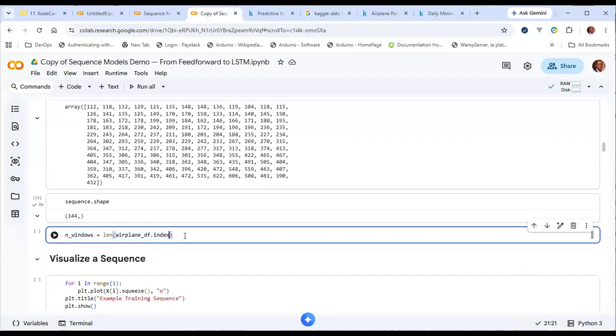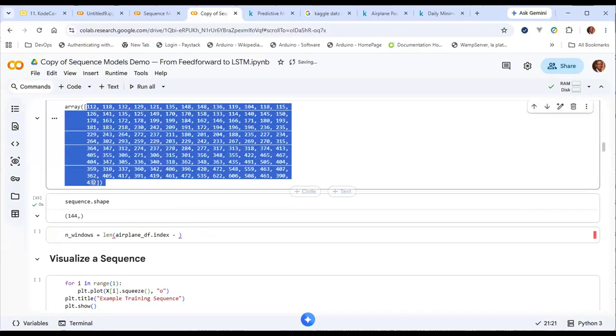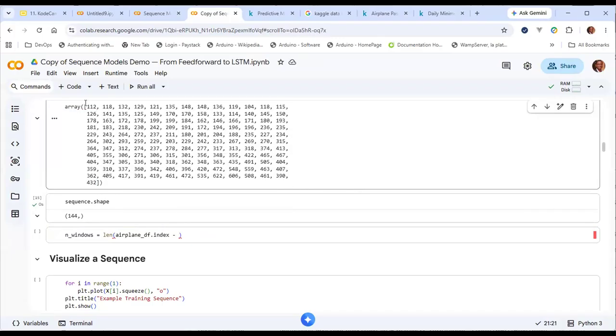But we want to know the number of windows, so the number of windows minus how many we actually want. We want 50 per sequence. So given 50 at a time, we want to predict the next one. There are many different ways. This is the fixed window approach I want to use, but I want to get a lot of data. So here's the thing: I have a total of 144 numbers here, of which I'm going to take 50 numbers.